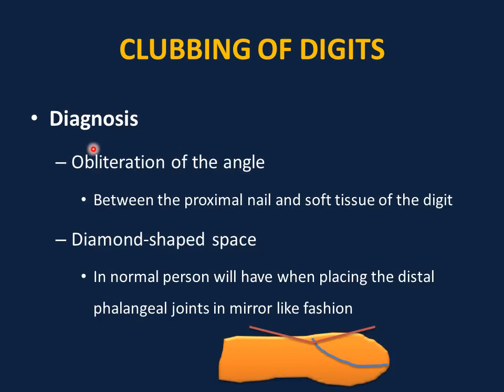Diagnosis of clubbing of digits. Clubbing is a clinical diagnosis. You will see obliteration of the angle between the proximal nail and the soft tissue. So this angle will be obliterated as you see here, and it should be around 160, but here it is 180 or more, so the angle will be lost. And if you face another digit, in a normal person you will see a nice diamond shape, but in cases of clubbing this diamond shape will be lost because of obliteration of the angle between the proximal nail and the soft tissue.